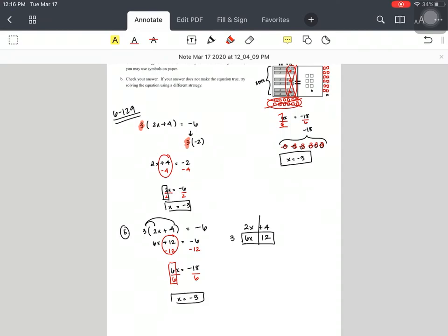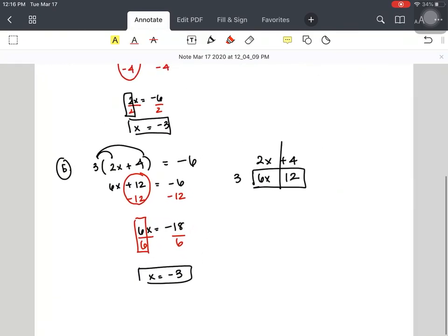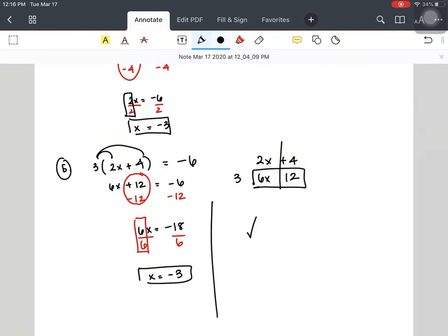Okay, that was pretty quick. This is where we pause, we rewind, we rewatch to make sure that we understand it. And then checking your answer, we plug it back into the original equation. So check. I'm going to put my check.